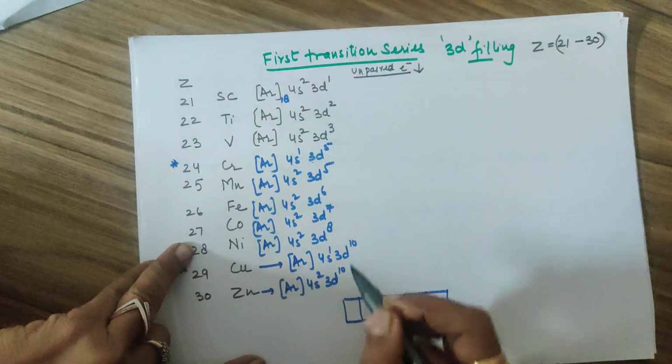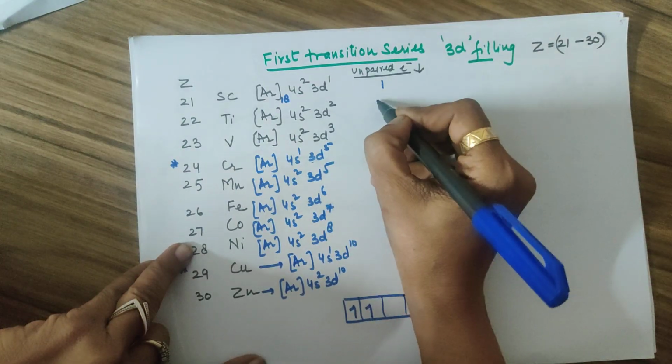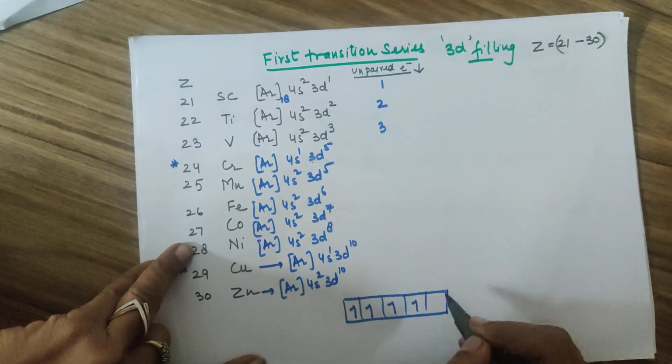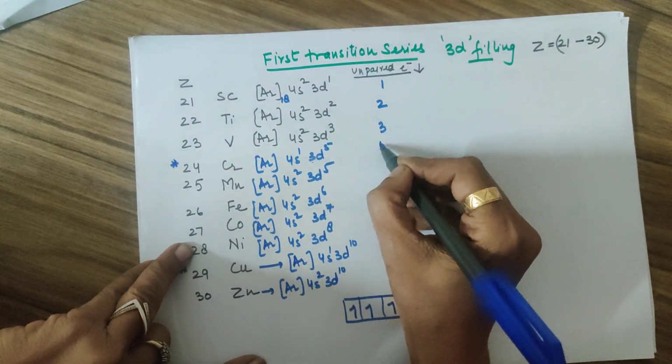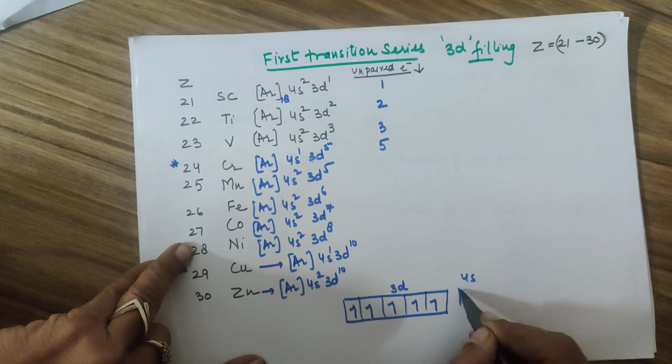So if it is D1, it has 1 unpaired electron. If it is D2, then it has 2 unpaired electrons. If it is D3, it would have 3 unpaired electrons. If it is D4 or D5, then it has 5 unpaired electrons. So this is your 3d and this is your 4s.